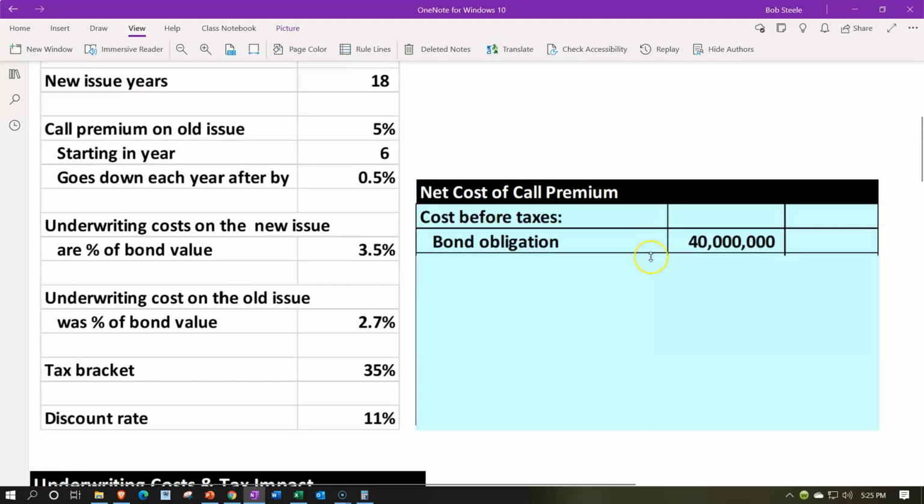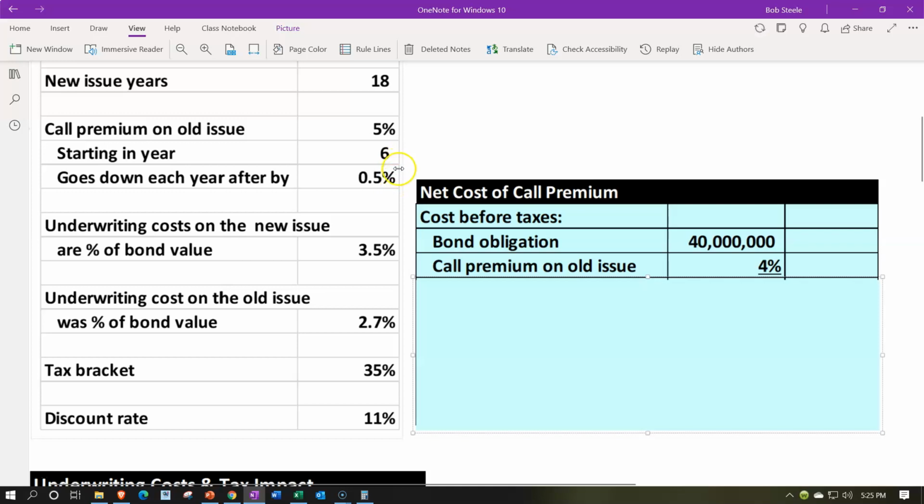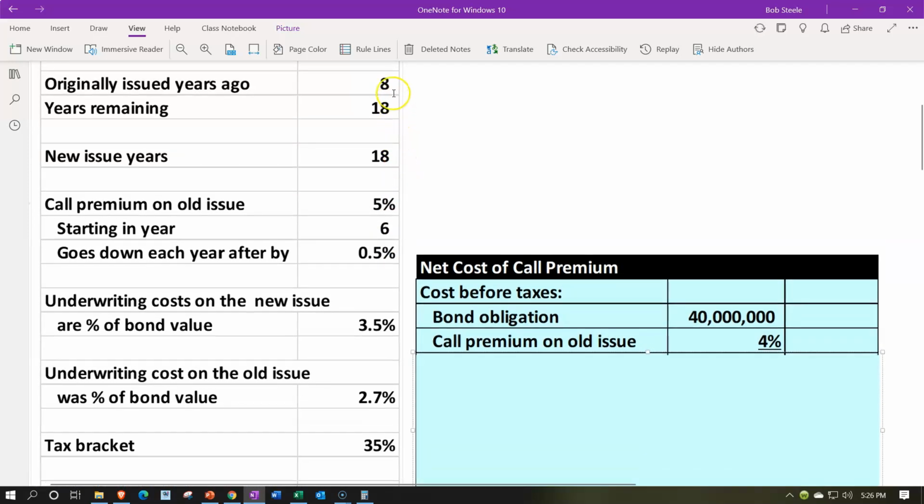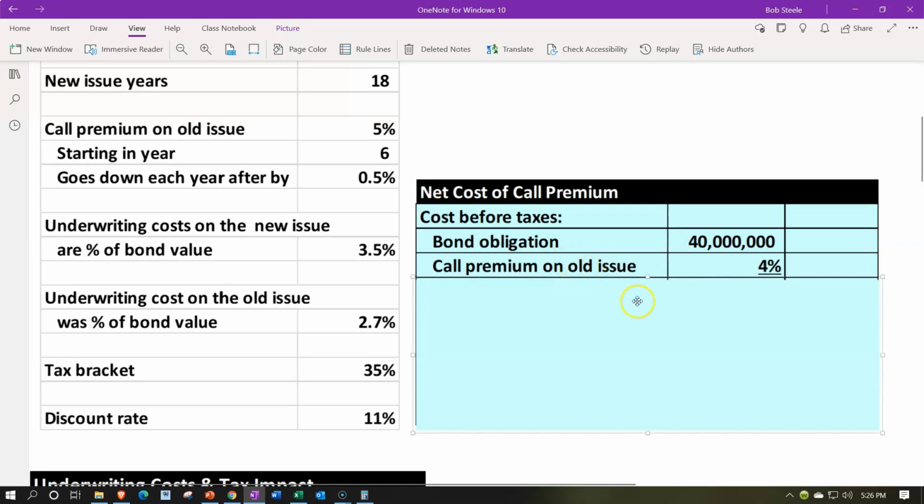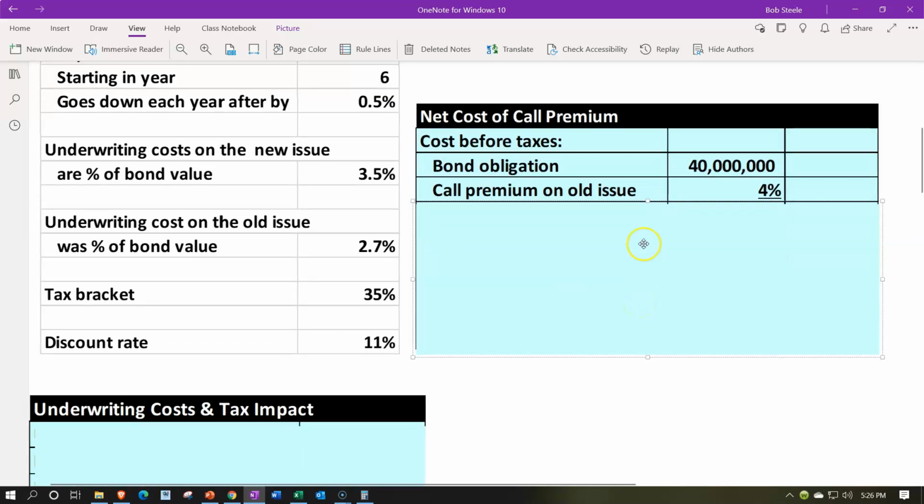Net cost of the call premium. So we're going to say that the bond obligation is going to be the 40 million. We had the call premium that you'll recall we calculated at the 5%. And then we subtracted out the 0.5 times 2 because it was 2 years after this year 6, because this is happening 8 years out. So that's in essence going to be the 4%. So the 40 million times the 4%.